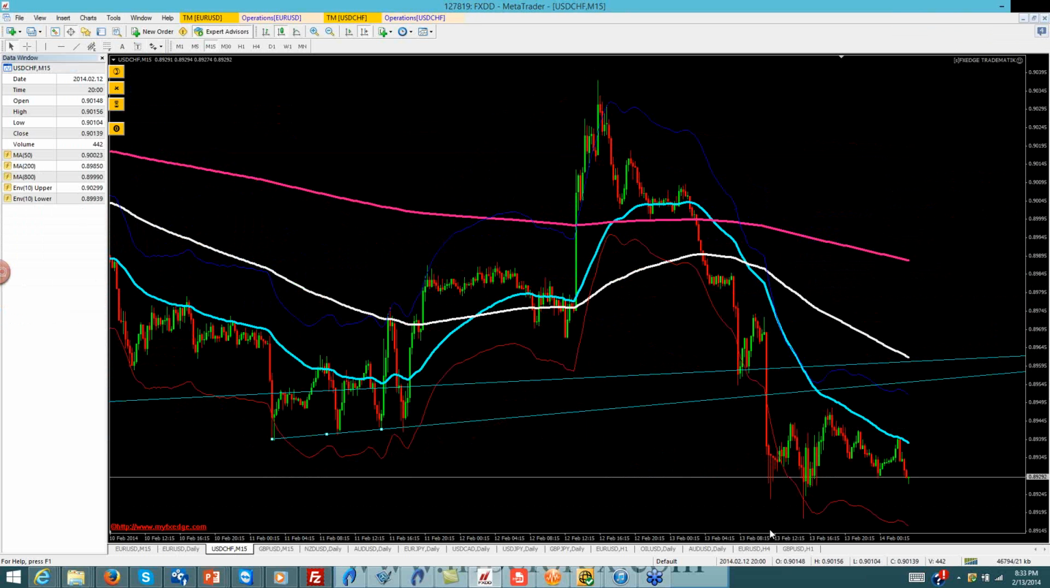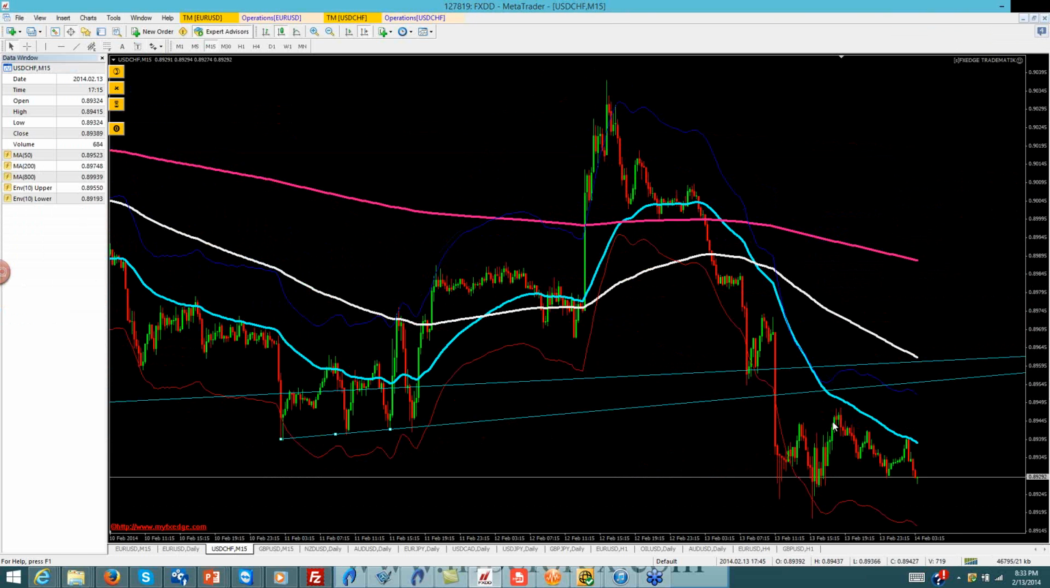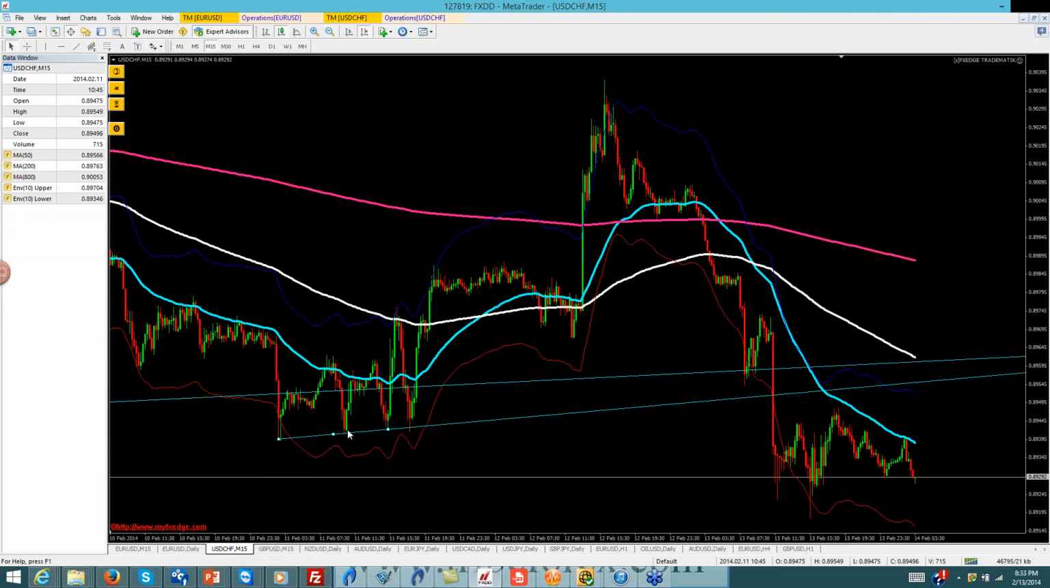Okay, now looking at the dollar Swiss, we've got something interesting happening here. We had a break of a trend line to the downside. Okay, two trend lines basically.